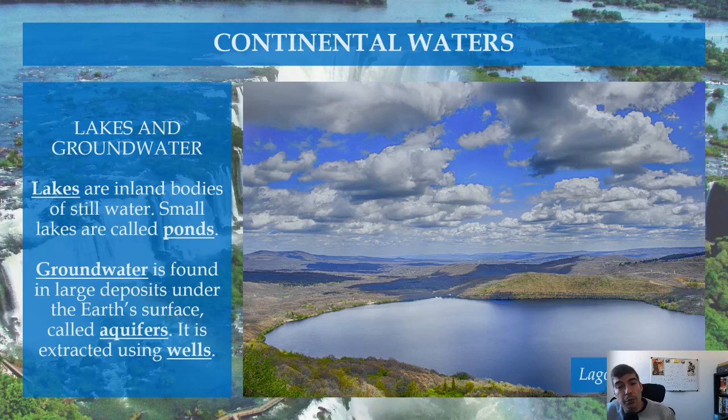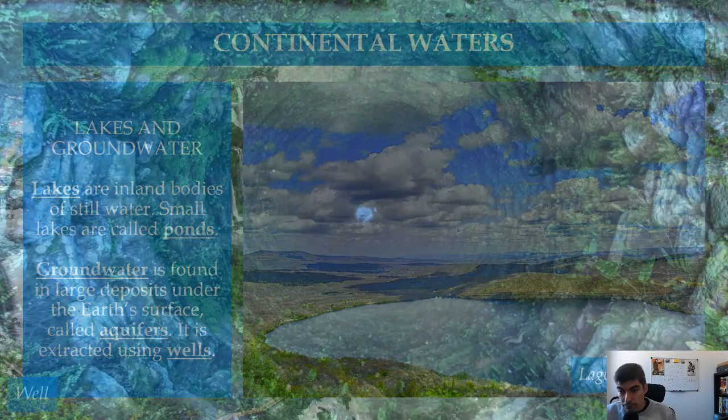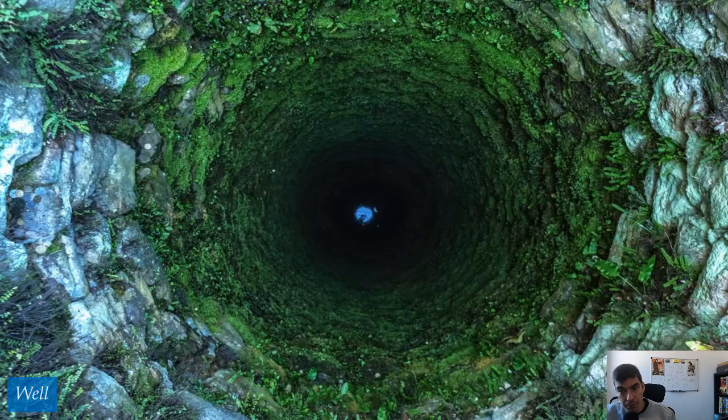And also we have groundwater that we find in large deposits under the Earth's surface. These deposits are called aquifers. And we use it for drinking and for watering our crops, and we use wells to do that. Here is a well. Don't drink water from wells because then you will have stomach pain, okay?